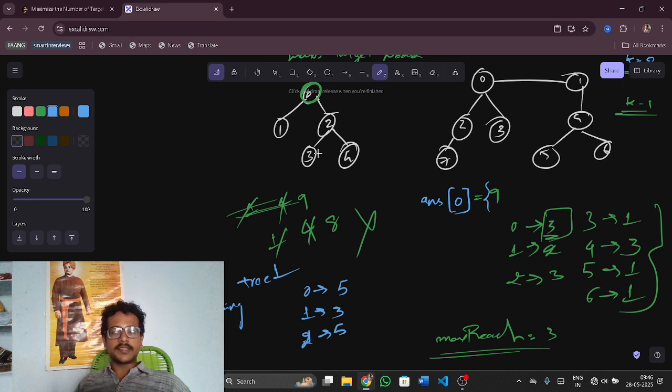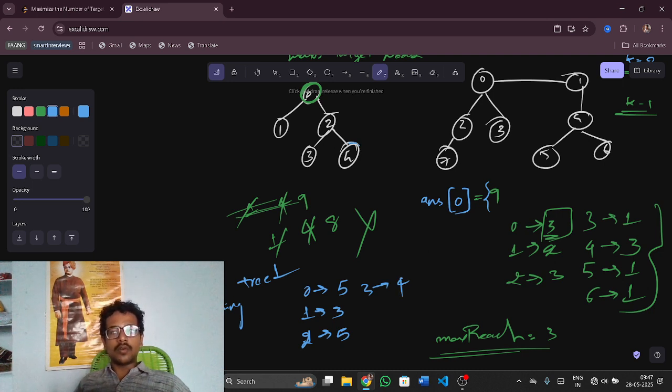For 3, let us check. For 3, this is the first node, and at a distance of 1 I got only one node, and at a distance of 2 I got 2 nodes. Totally I got 4 nodes for node 3.